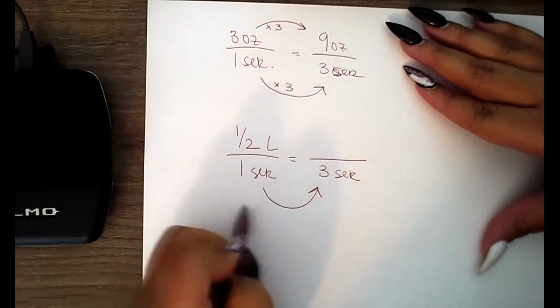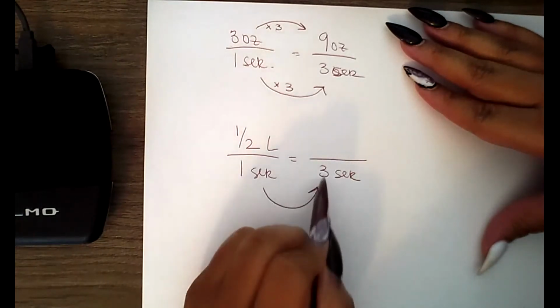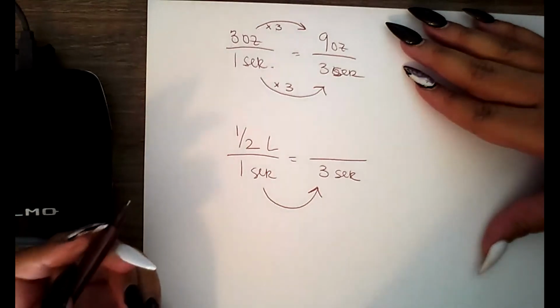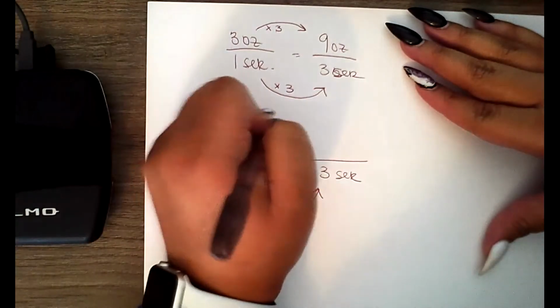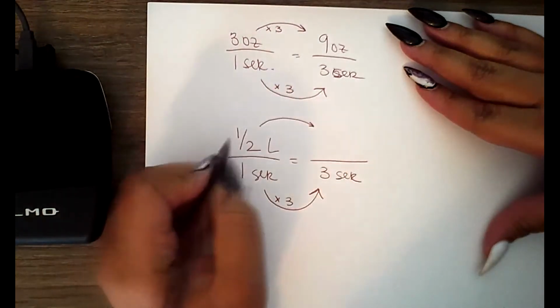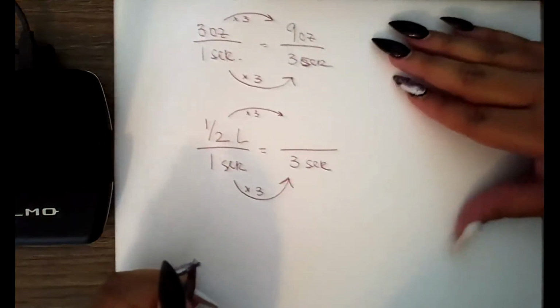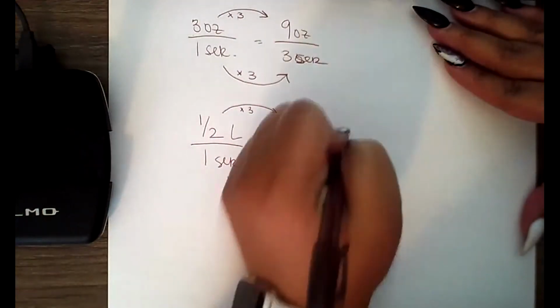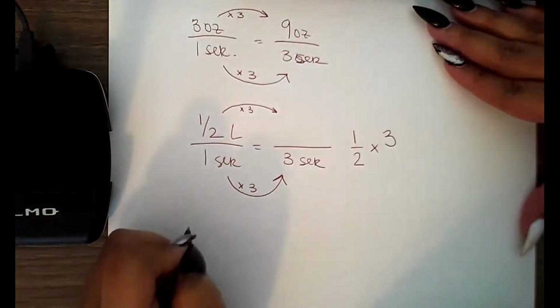Well, how do I get from 1 serving to 3 servings? How do I get from 1 to 3 using multiplication or division? Well, I'm going to multiply by 3. So I'm going to do the same thing in my numerator. I'm going to take this fraction and multiply by 3. And here's a quick refresher if we forgot. I'm going to take 1/2 and I'm going to multiply by 3.